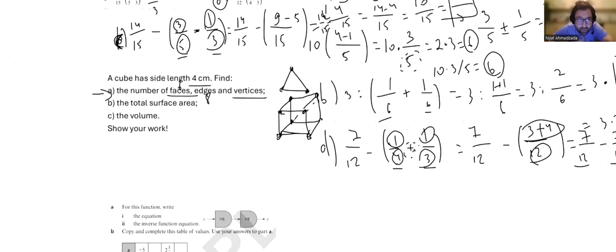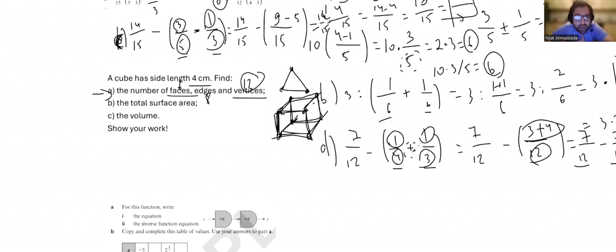Vertices are those corners. So 1, 2, 3, 4. And the other side, 1, 2, 3, 4. And these 1, 2, 3, 4. So 4, 4, 4. We will have 12 vertices. This type of question is very hard to explain online because I don't have good drawing skills.